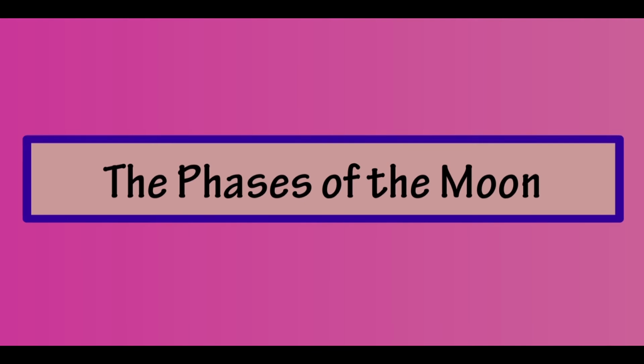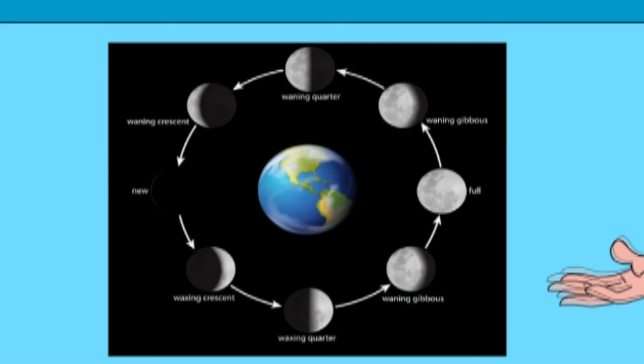Phases of the Moon. Due to the changes in the position of the Earth, the moon appears to change its shape. The different bright shapes of the moon which we see in the night sky are called phases of the moon. When we see the whole bright side of the moon, it is called full moon. When the moon is more than half lit, it is called gibbous moon. When the moon is less than half lit, it is called crescent moon.